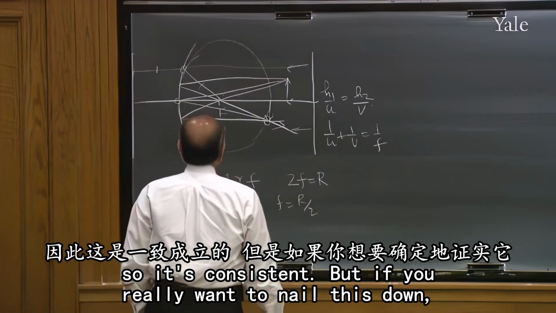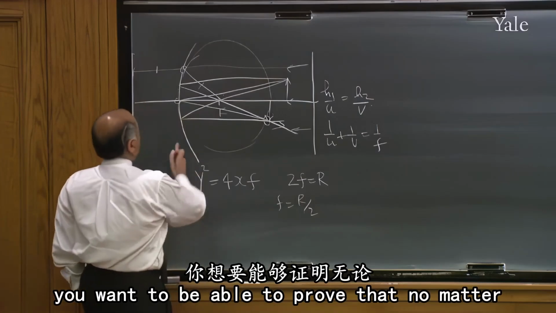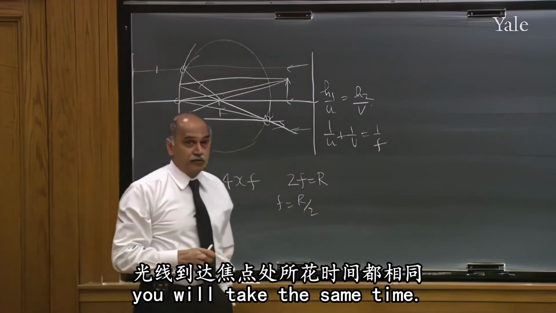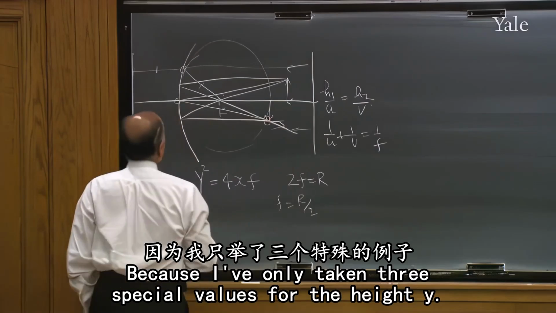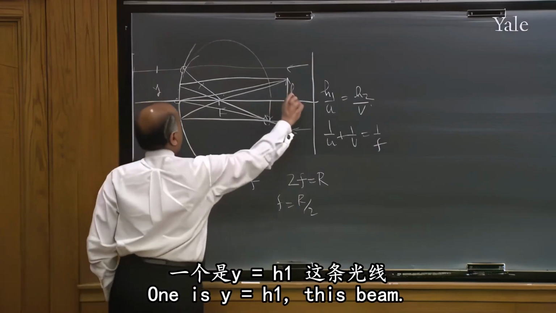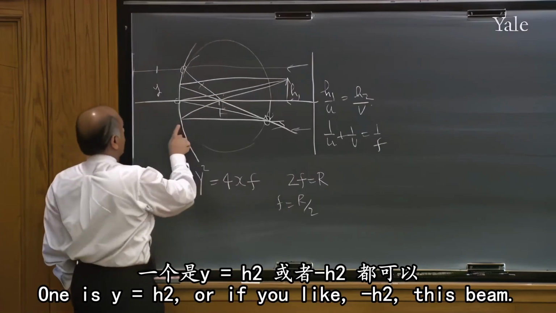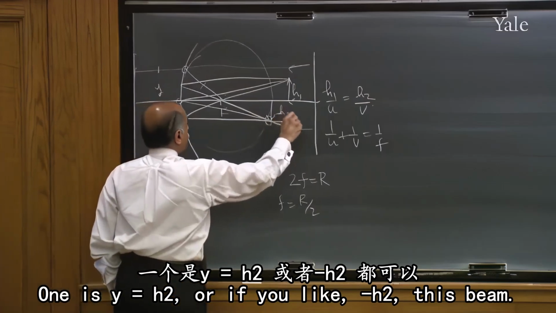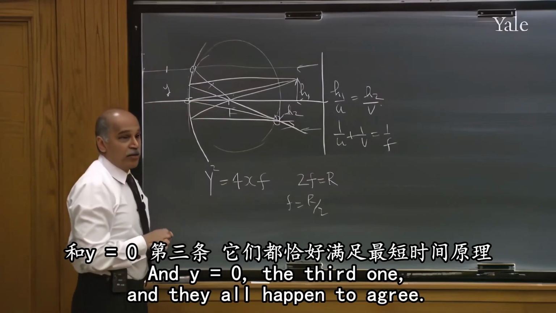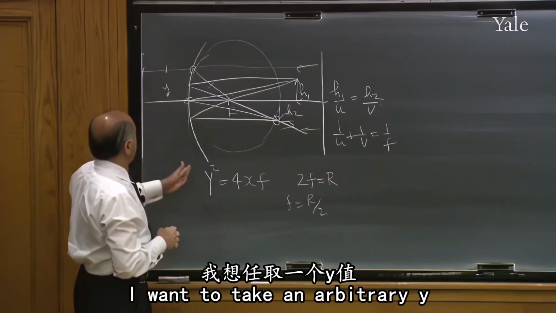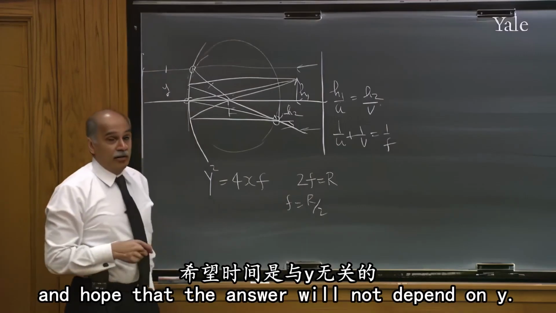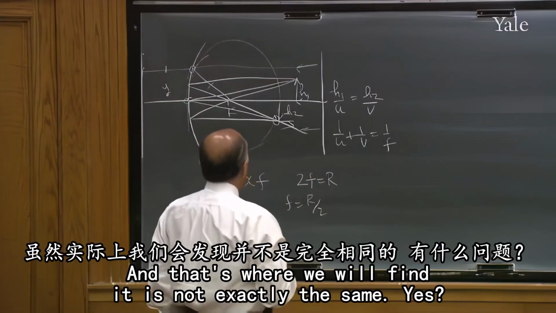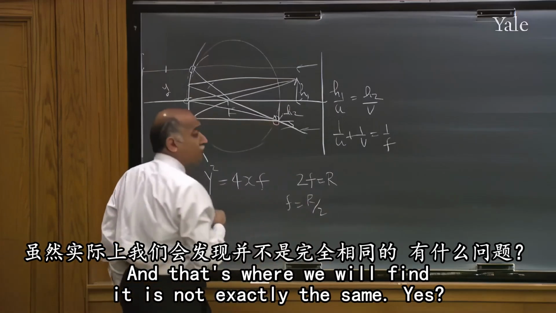But if you really want to nail this down, you want to be able to prove that no matter what height you pick for the interception of the mirror here, you will take the same time. Because I've only taken 3 special values for the height y. One is y equal to h1, this beam. One is y equal to h2, or if you like, minus h2, this beam. And y equal to 0, the third one, and they all happen to agree. I want to take an arbitrary y and hope that the answer will not depend on y. The time it takes to travel for any y should be the same. And that's where we will find it is not exactly the same.